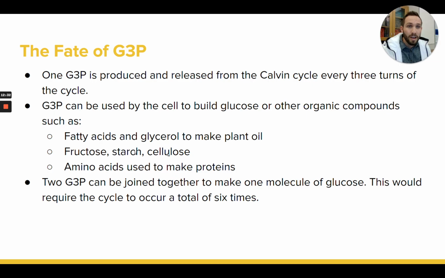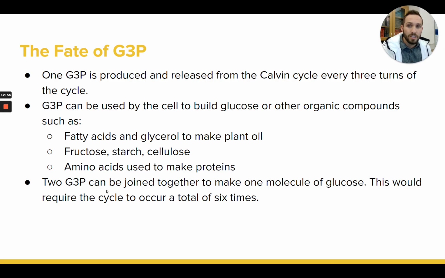They can turn it into other types of sugars. They can take that G3P and turn it into amino acids that can then be used to start building proteins, which do a million different things inside the plant cell. So this G3P will ultimately be used to build a huge variety of the organic molecules that we find in plants. But a lot of times that G3P does become glucose.